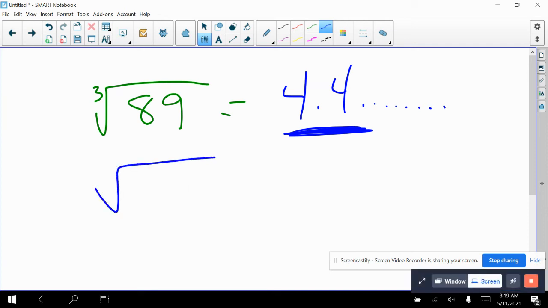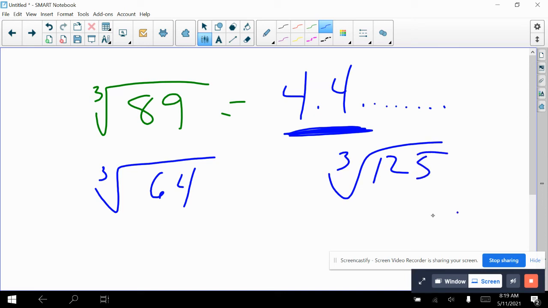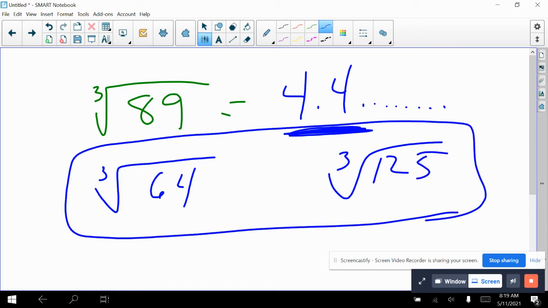So what's the cube root of 4? 64. What's the cube root of 5? 125. Those would be your answers. Yeah, baby. That's what I'm talking about. And that's with them giving you a cube root that is an oddball.